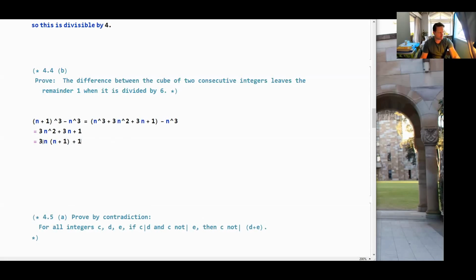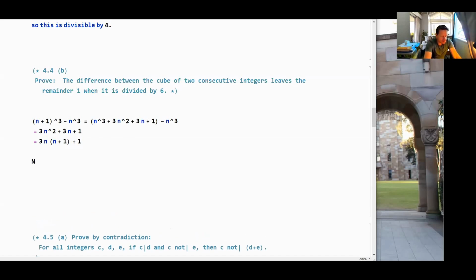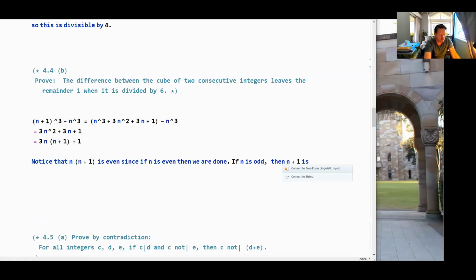So now we have 3 times n times n plus 1. And now we need to write a little bit of English. Something like: notice that n times n plus 1 is even, since if n is even, then we are done. If n is odd, then n plus 1 is even.